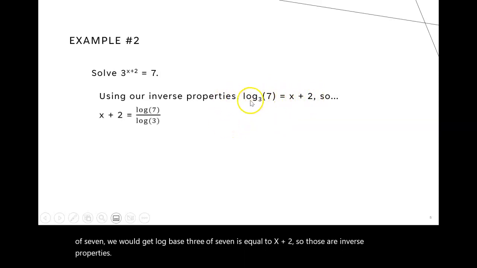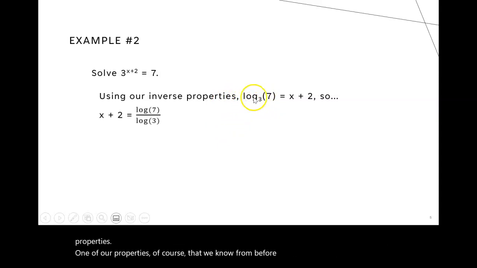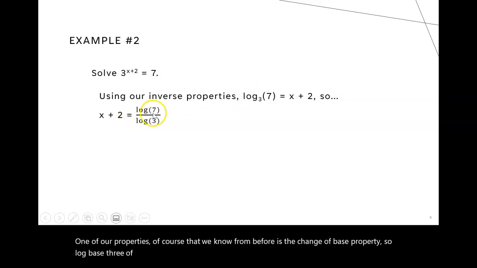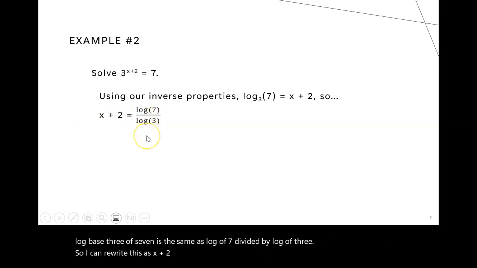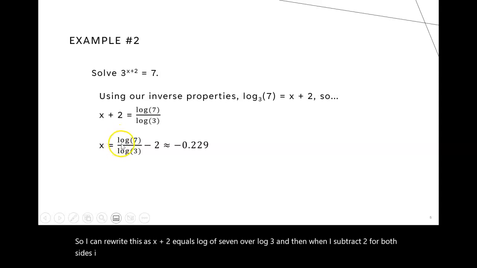One of our properties that we know from before is the change of base property. So log base 3 of 7 is the same as log of 7 divided by log of 3. I can rewrite this as x plus 2 equals log of 7 over log of 3. And then when I subtract 2 from both sides, I get my final answer of log of 7 over log of 3 minus 2, which is about negative 0.229.